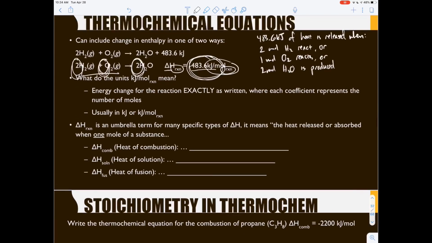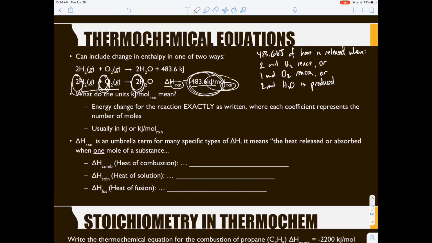So delta H reaction, you can ignore the word reaction or you can have it there either way, is an umbrella term. There's lots of different kinds of delta H's. Another example of an umbrella term would be shapes, and then there's squares and rectangles and triangles, but they're all shapes, right? So delta H refers to any kind of chemical reaction, but you can have specific types of chemical reactions that have specific types of delta H, okay? Not my best analogy, but not my worst.